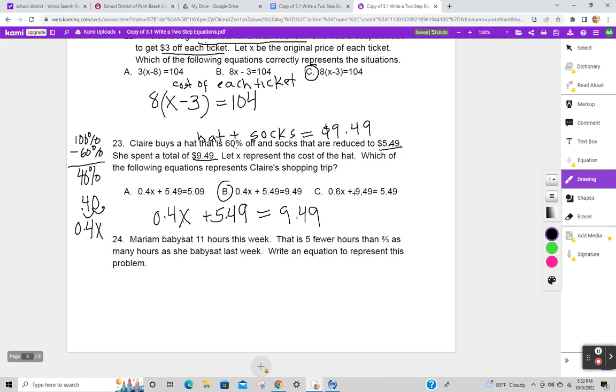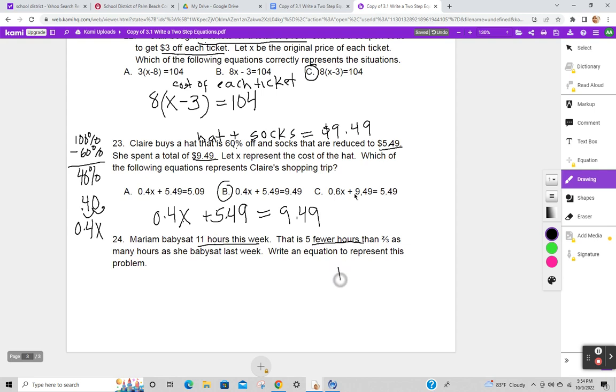Okay, let's go to 24. Miriam babysat 11 hours this week. So this week she babysat 11 hours. That is 5 fewer hours than 2/3 as many hours as she babysat last week. So basically they're comparing the number of hours she babysat this week to the number of hours she babysat last week. We know this week she did 11 hours, okay? And they're relating the two.